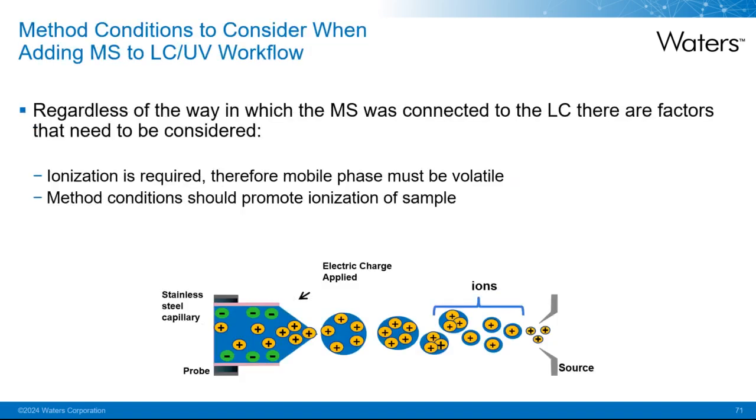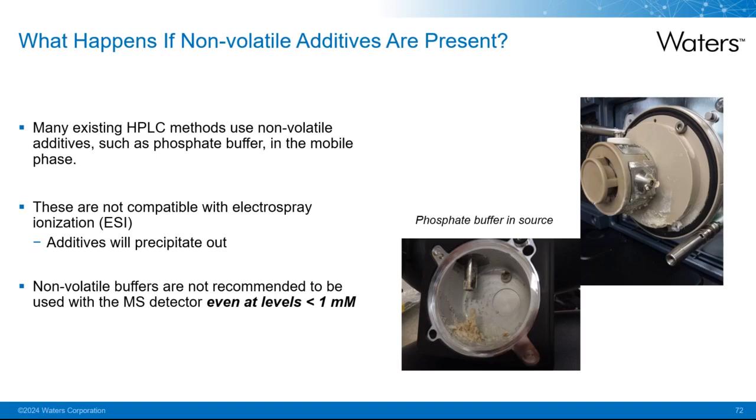When we add MS to an LC-UV system, we must consider the principles of ionization that we discussed earlier. As we talked about earlier, we need the analytes to be ionized to be observed in the mass spectrometer, and this means that the mobile phases must be volatile as well to allow for the desolvation of the analytes. So this is what happens if you add non-volatile additives to your mobile phase and run it through a mass spectrometer. It actually forms these solids within the source, which is definitely not a good idea because you will lose sensitivity and won't get the results that you need.